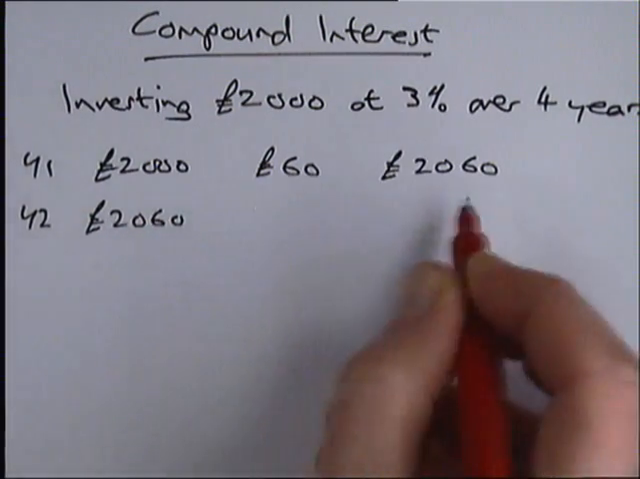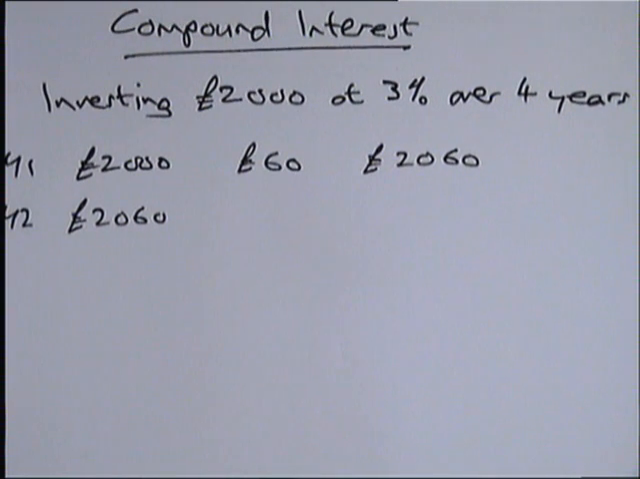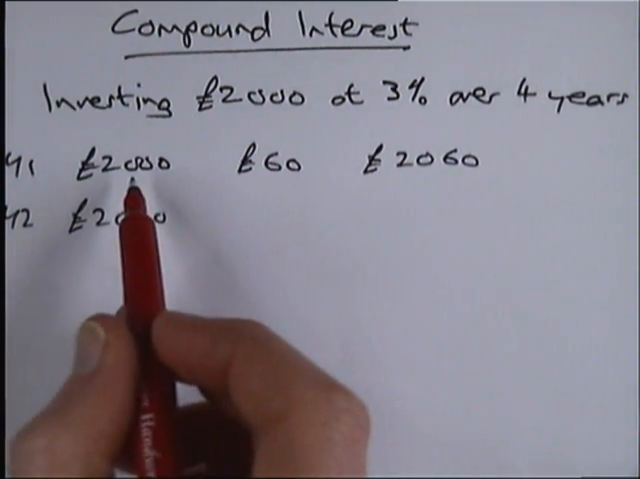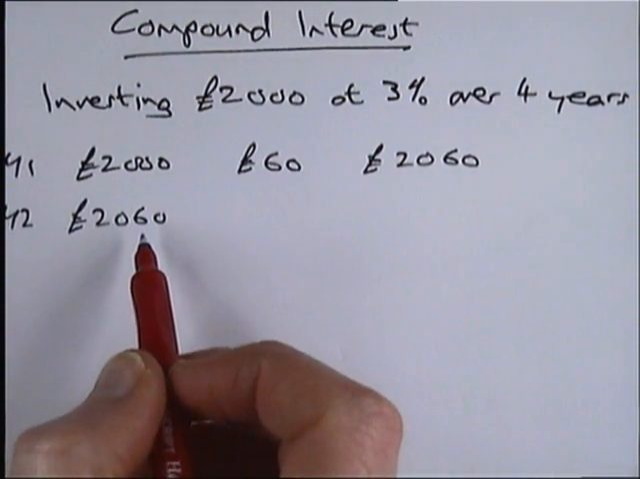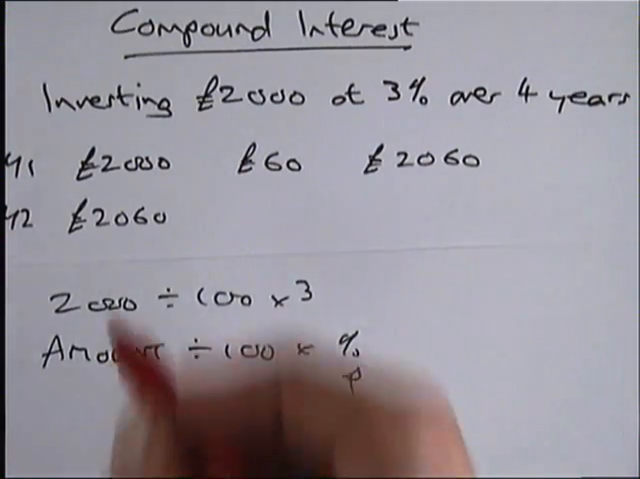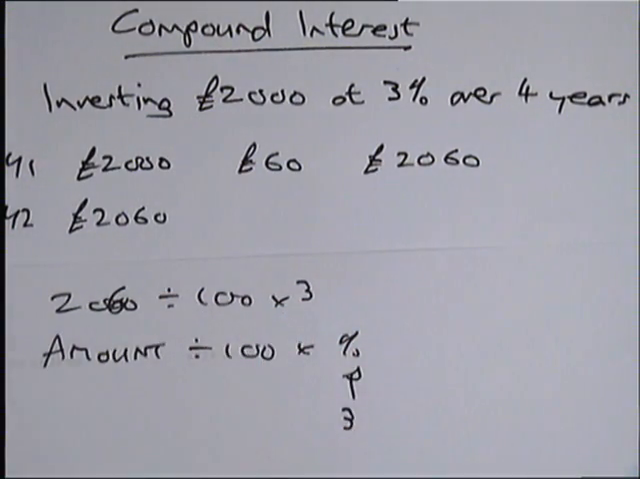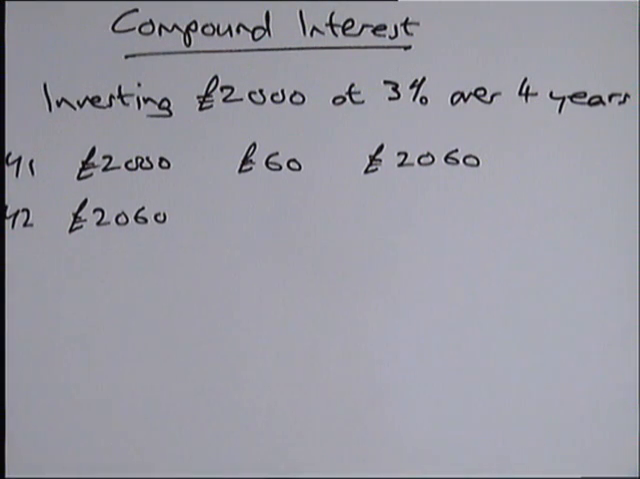So if we have that at the end of year 1, that's how much we have at the beginning of year 2, because the end of year 1 and the beginning of year 2, well, it's the same point in time. Now in year 2, we'll have another 3% interest, but we're not working out 3% of the original £2,000, we're working out 3% of the £2,060. So the sum we'll do now is 2,060 divided by 100 times by 3. Again, the amount divided by 100 times by our percent number.